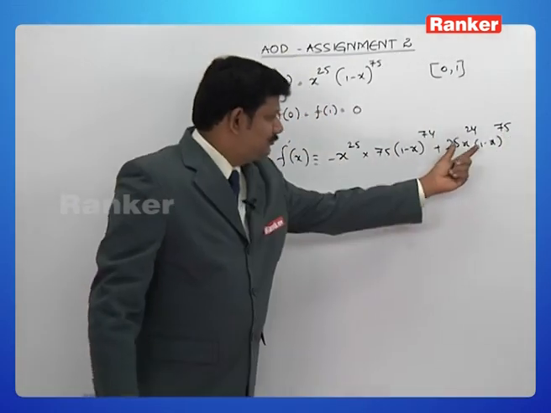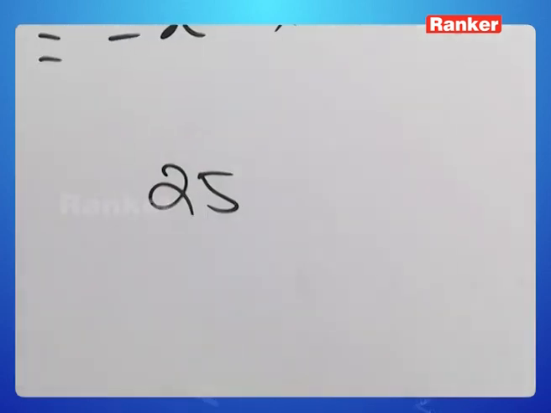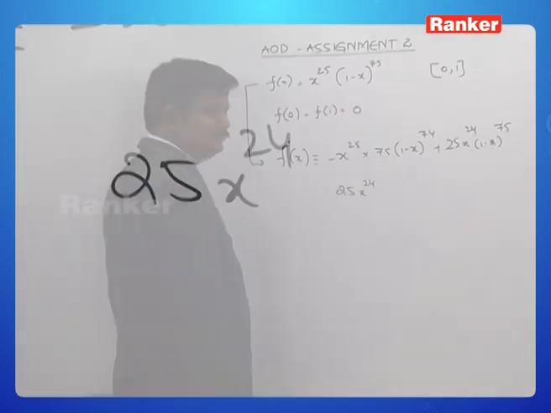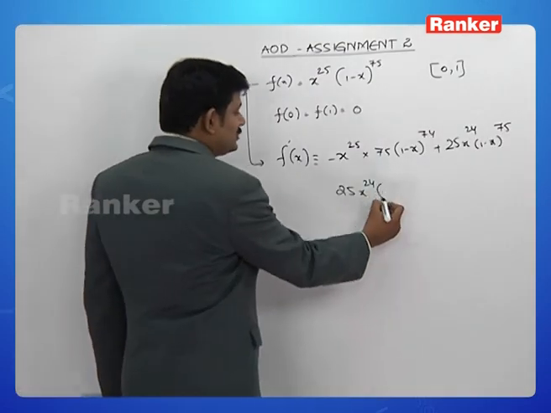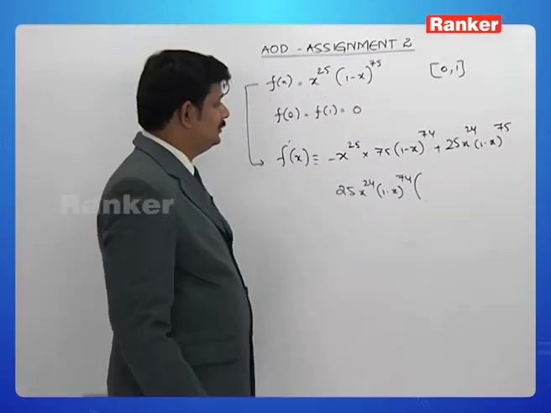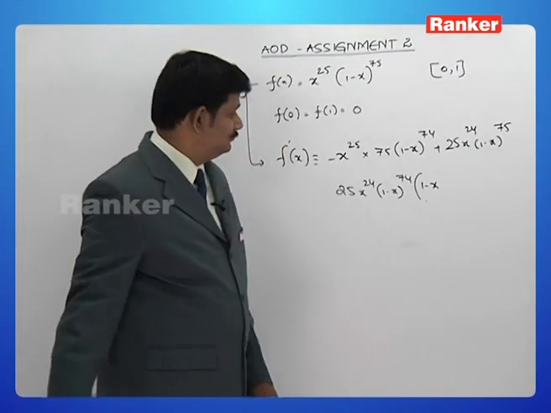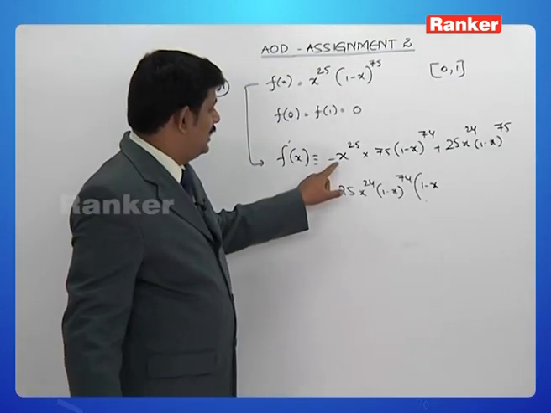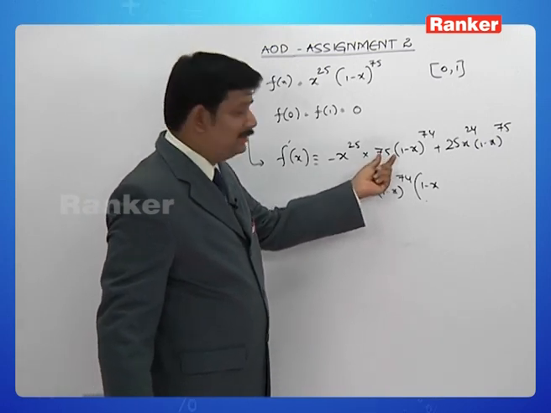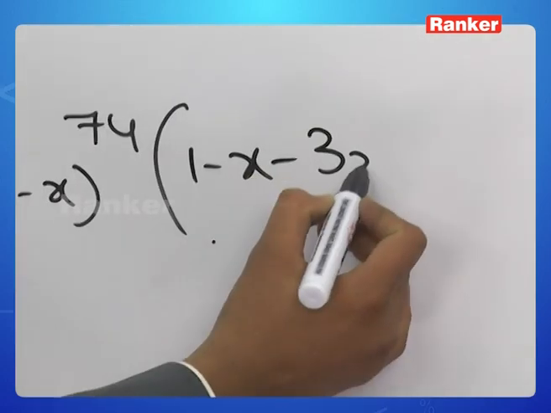From these two, we can take 25 common, and also x power 24 common, and also 1 minus x power 74 common. We are left with 1 minus x here, and we are left with minus 3x. We have taken 25 common, so 3 is left and 1 x is left, minus 3x.